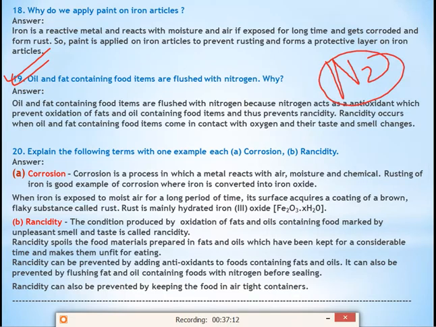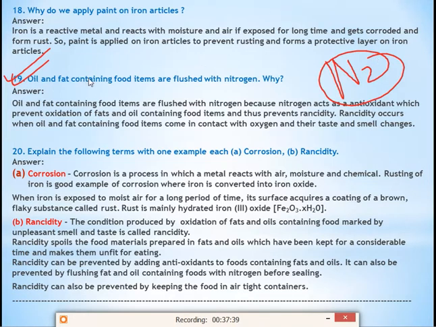Why is nitrogen gas filled inside the chips packet? Because nitrogen gas is an antioxidant which will prevent the oxidation of the chips. It will not allow the chips to get spoiled. Means its taste and smell will not change, because nitrogen gas is present inside the chips packet. It acts as an antioxidant. It will prevent the oxidation of the food present inside the packet, and thus we can use it anytime. It will be fresh.